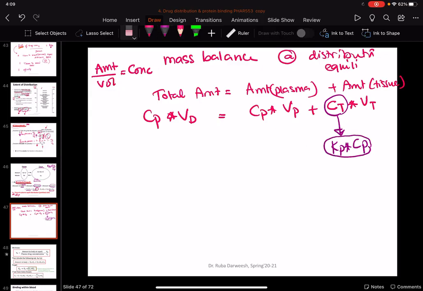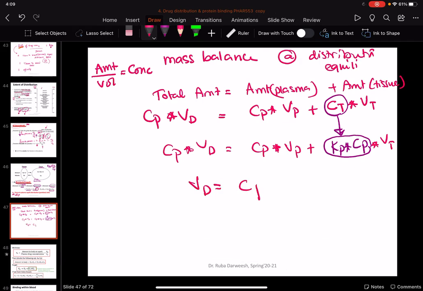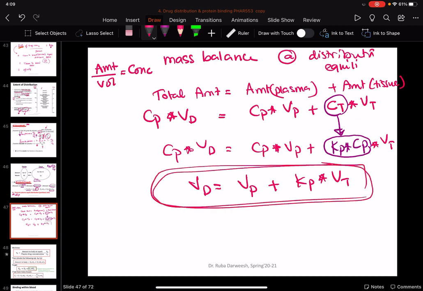Okay, multiplied by the volume of the tissue plus... we can notice that we have concentration in the plasma as a common factor here. So we can divide over C, concentration in the plasma. So at the end, I will have this, which is equal to the volume of the plasma plus the partition ratio multiplied by the volume of the tissues that we are talking about.